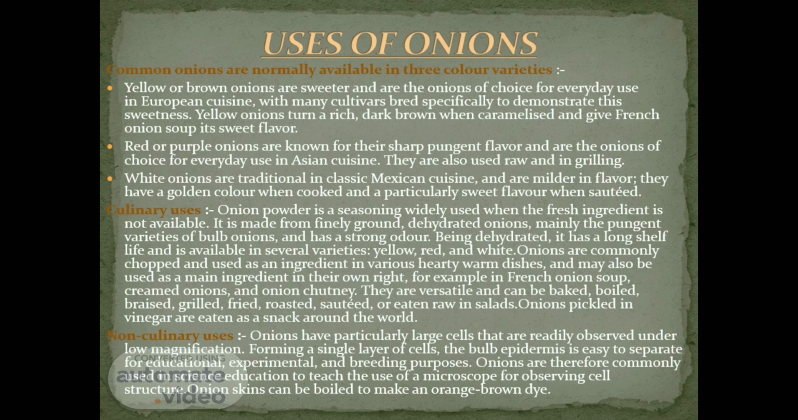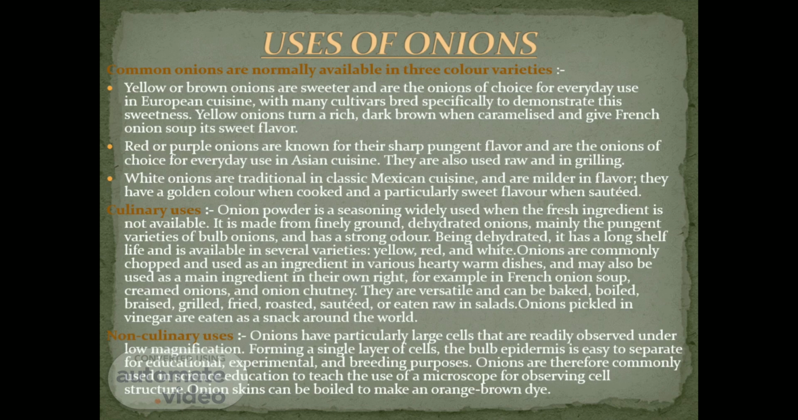Culinary uses. Onion powder is a seasoning widely used when the fresh ingredient is not available. It is made from finely ground dehydrated onions, mainly the pungent variety of bulb onions, and has a strong odor. Being dehydrated, it has a long shelf life and is available in several varieties: yellow, red, and white.